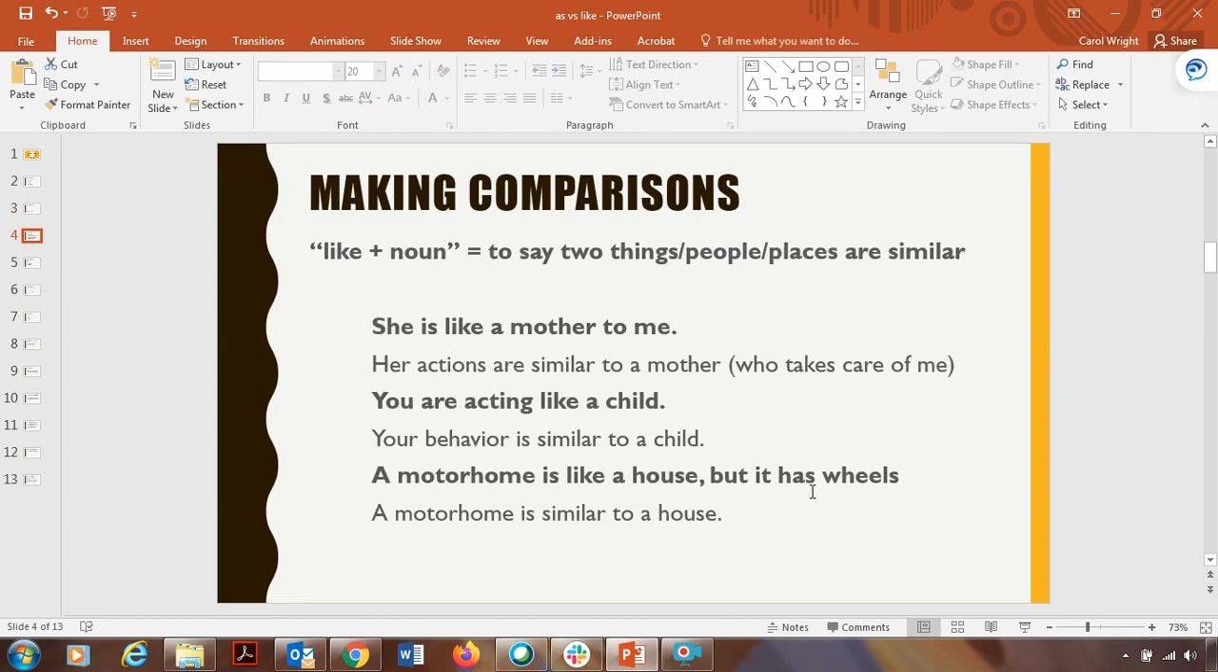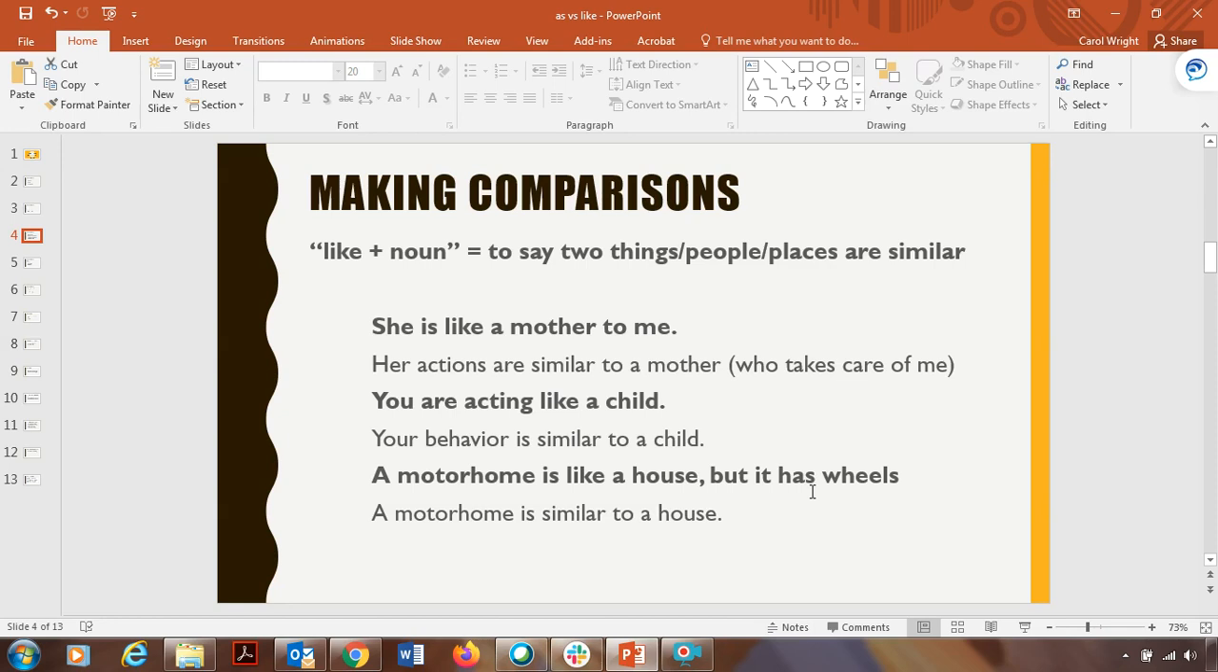We can also use like to make comparisons, but we usually use a noun afterwards, okay, to say two things, two people, or two places are similar. I can say she is like a mother to me, meaning that her actions are similar to a mother, usually meaning she's very nurturing or someone who would take care of me.